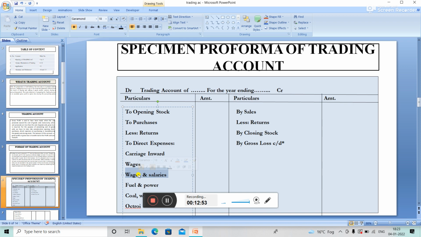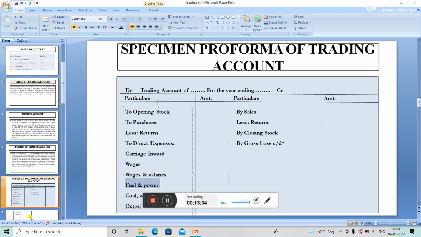Now we are moving ahead, like fuel and power. I think this is understood. Fuel and power is any kind of fuel and power we require for the manufacturing process or for goods manufacturing. So this will involve any kind of coal expenses. This also involves any kind of octroi duty we are paying. Octroi duty, I hope everyone knows, is a tax levied by the municipal committees when goods enter the city. So this is going to be on the debit side of the trading account.